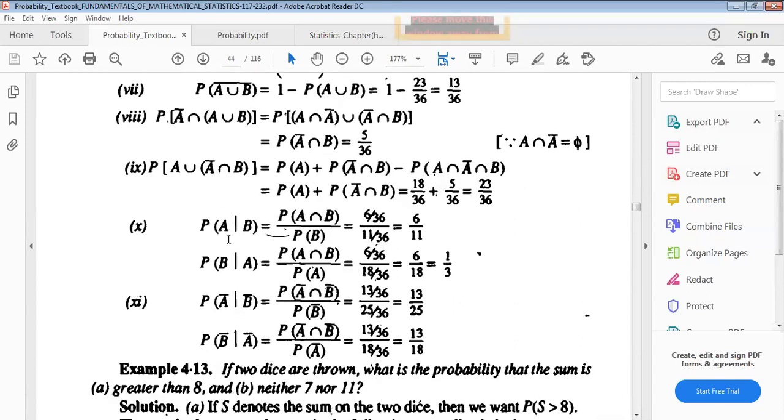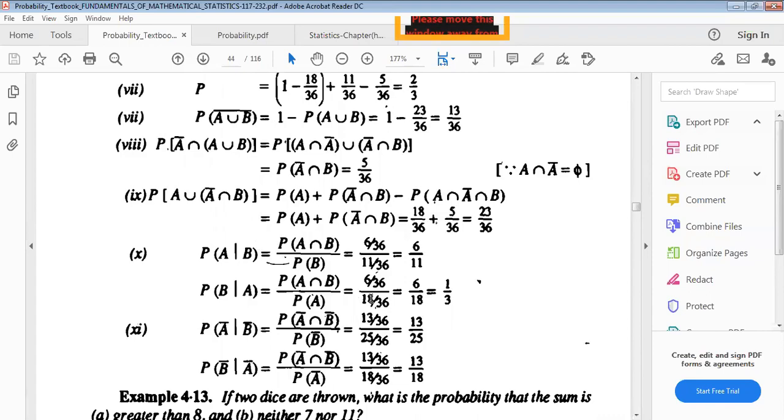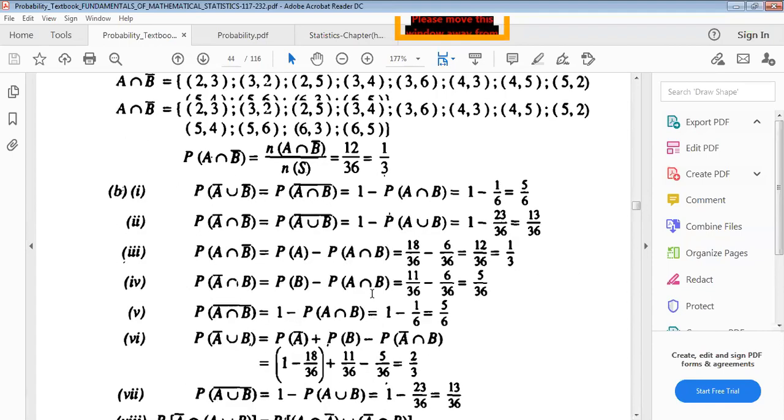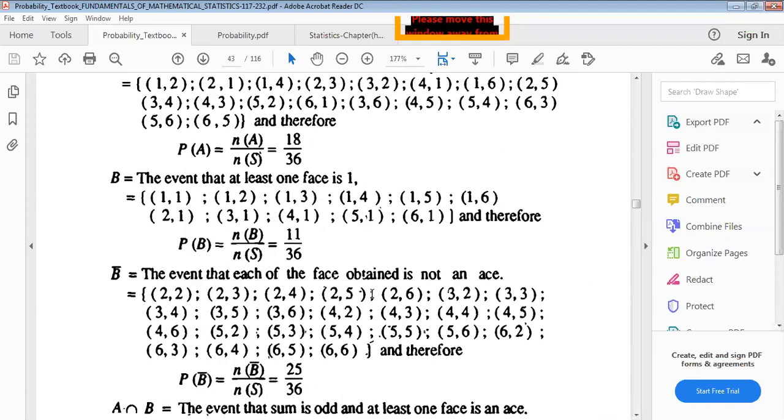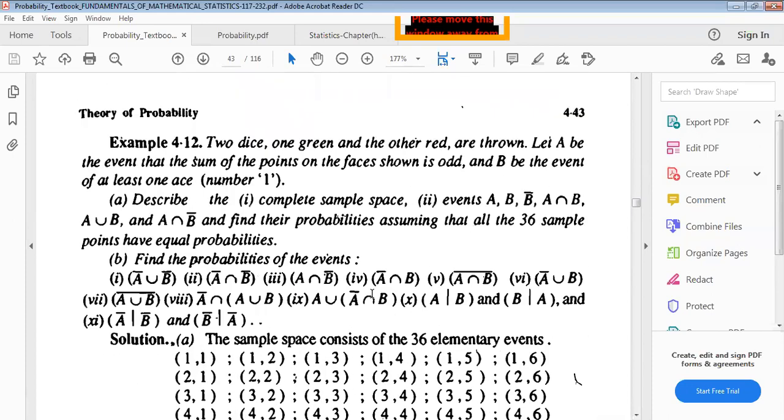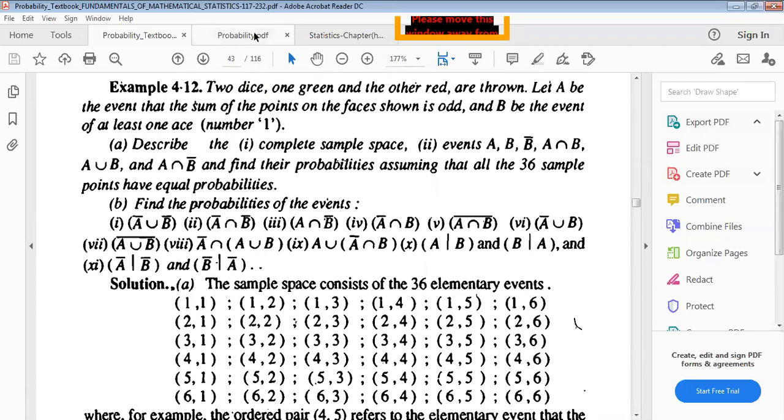Probability of A given B, this is the conditional probability using the conditional probability formula. Okay, this will be the homework for you. Try at home. I hope everybody will understand this. Important example for you.